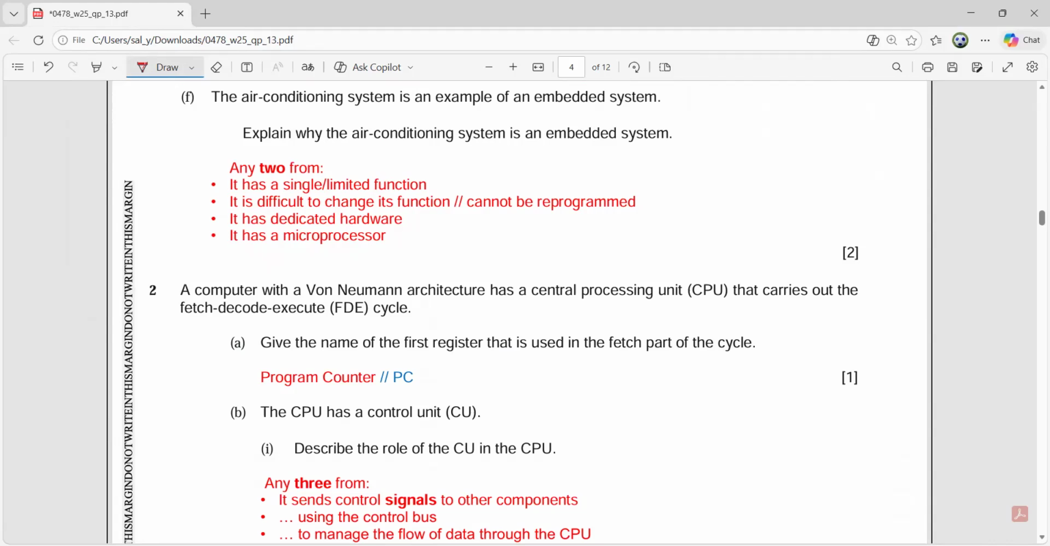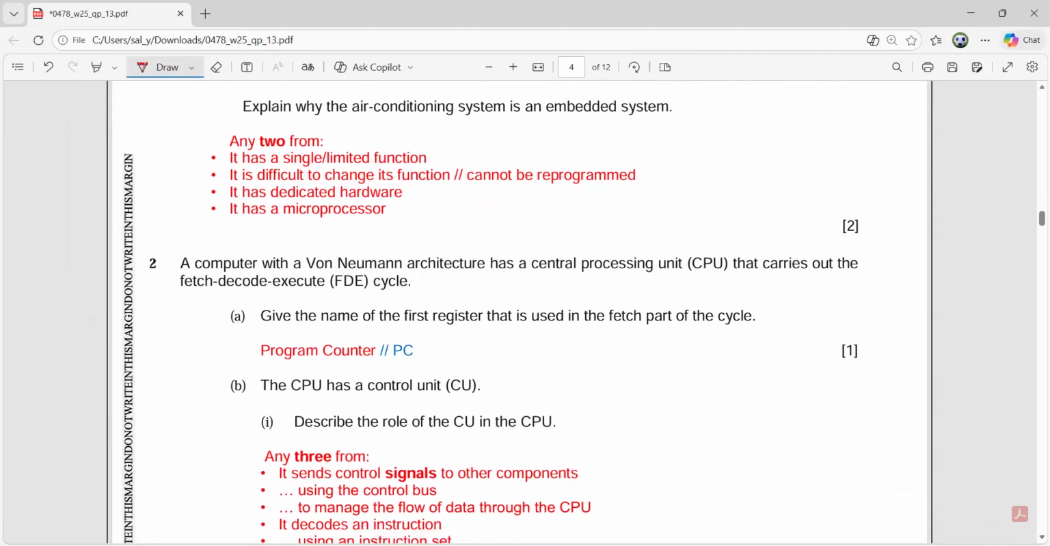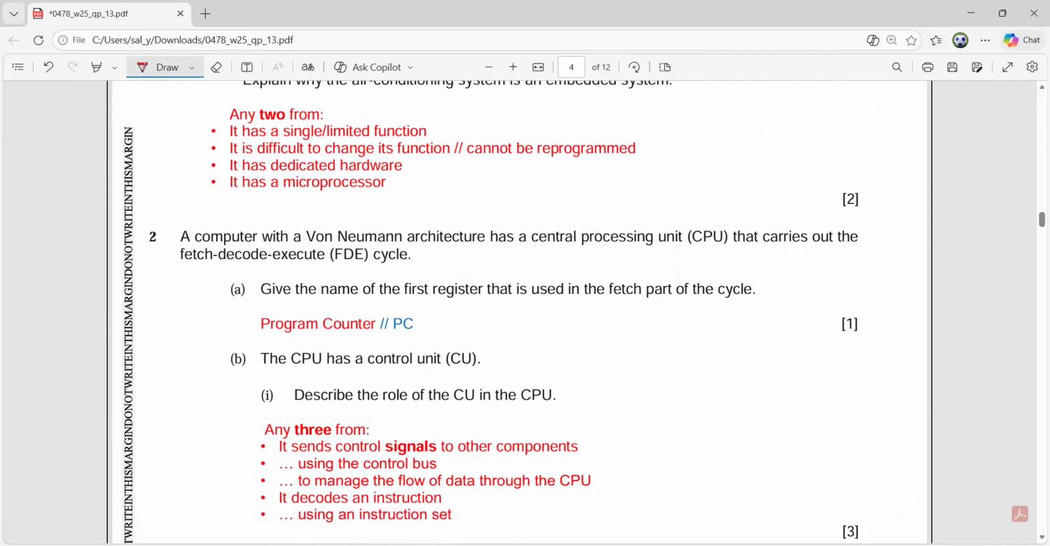If a child is aware of the term program counter, that's more than good. But if he has some problem and he only remembered PC, that's perfectly okay. He only wrote PC and he will be gaining 1 out of 1. Now, first register used in fetch part, you can recall fetch, decode, execute cycle, the things that we have learned in the form of a map also we have made that map to remember. So that is what is needed here.